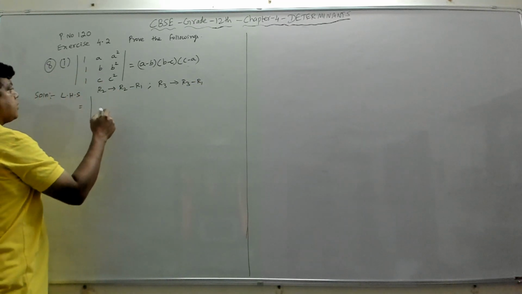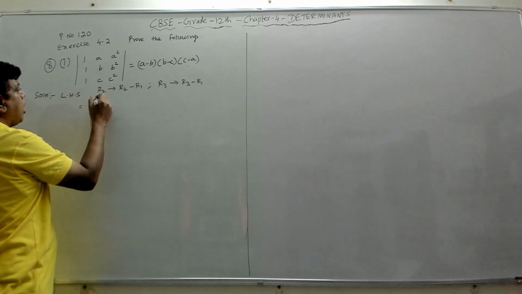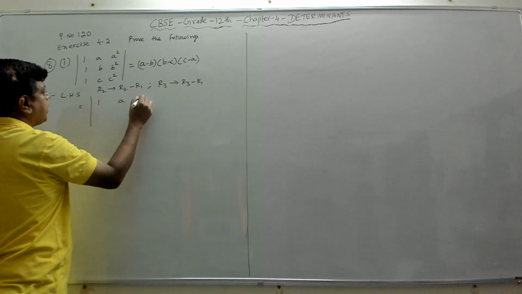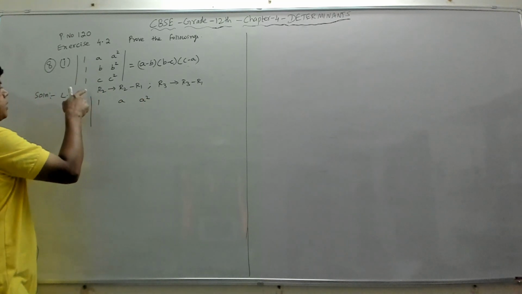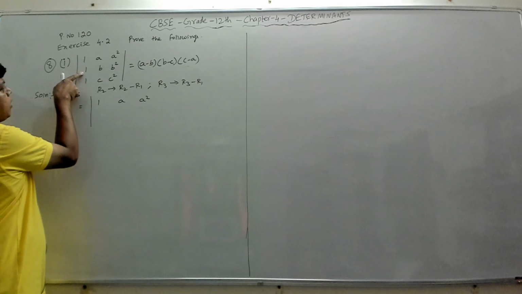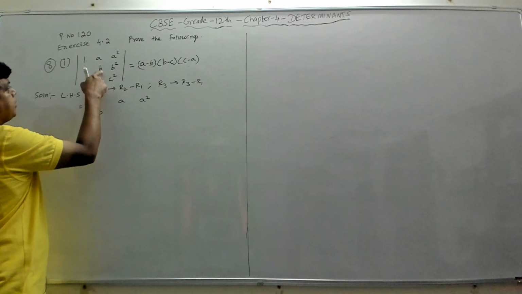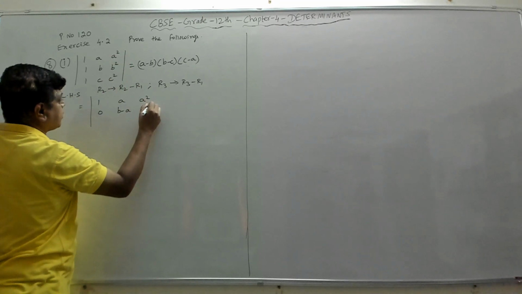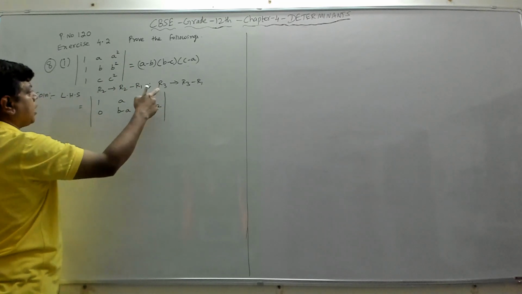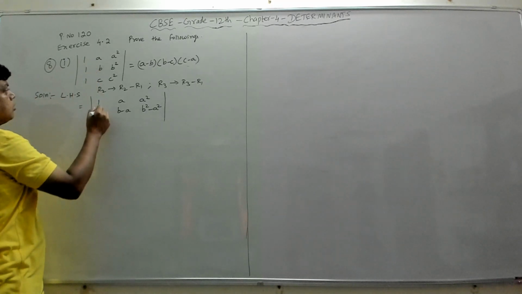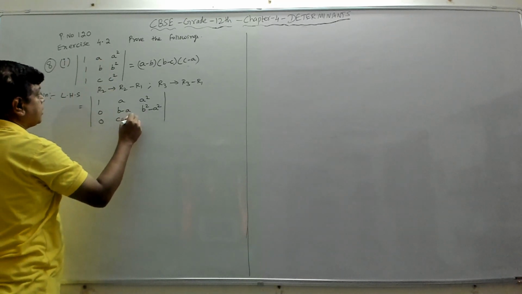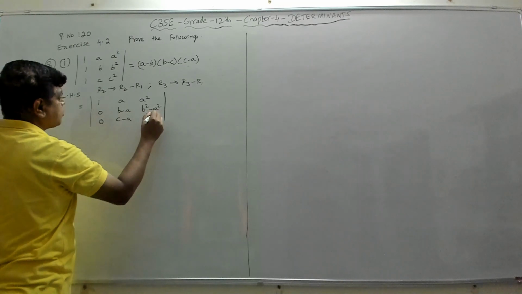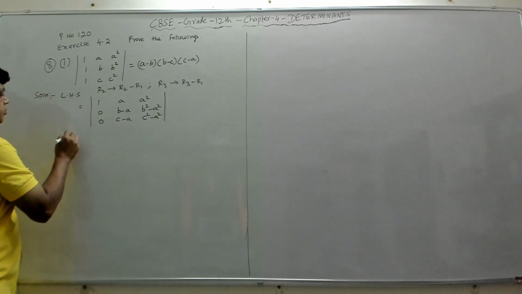If I apply this, R1 has no change, so I will write my R1 as it is. My R2 will become R2 minus R1, so 1 minus 1 is 0, this becomes B minus A, and this becomes B square minus A square. Similarly, R3 minus R1: 1 minus 1 is 0, C minus A, and C square minus A square.